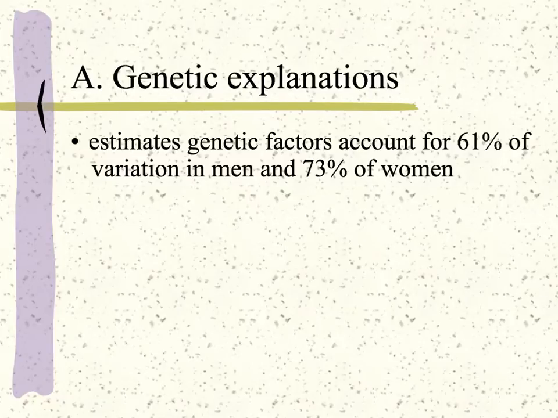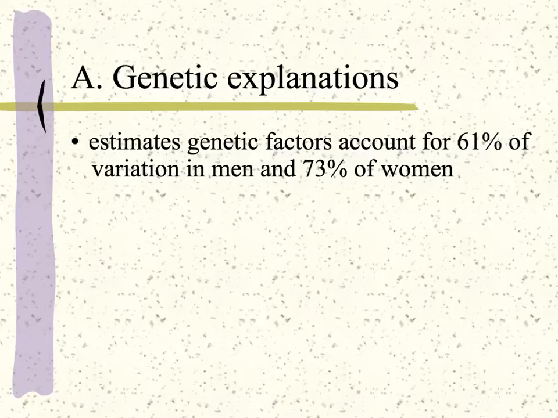Estimations have it that genetic factors account for 61% of variation in men and 73% of women. However, genetics does not typically determine how much fat you have. Genetics really more determines where the fat is stored on your body. So it might be stored in your arms, or it might be stored in your hips or your butt.